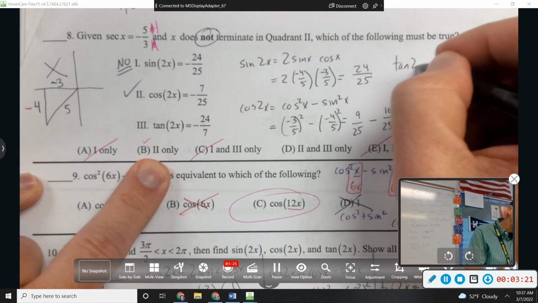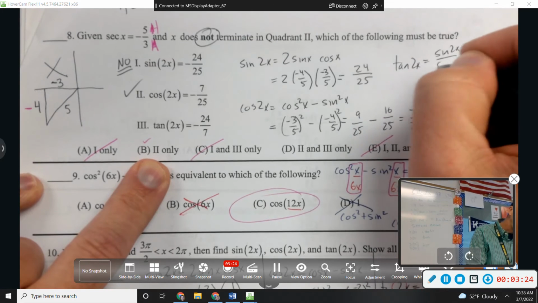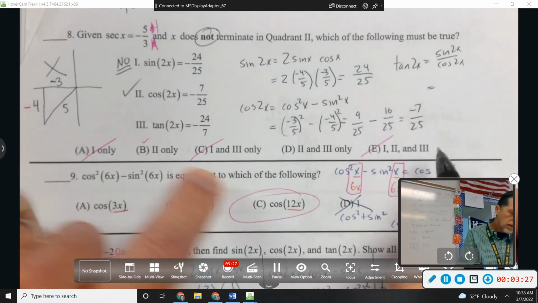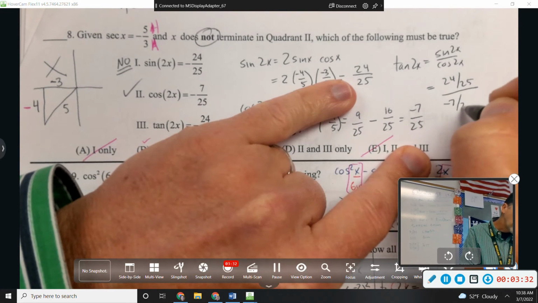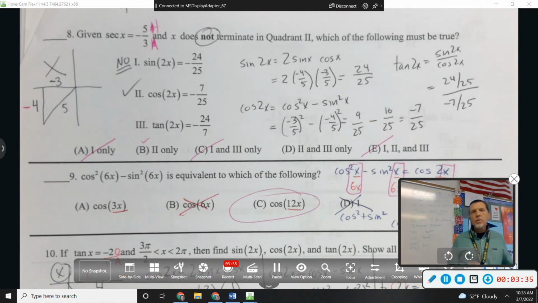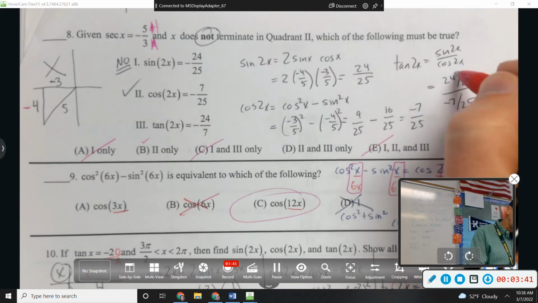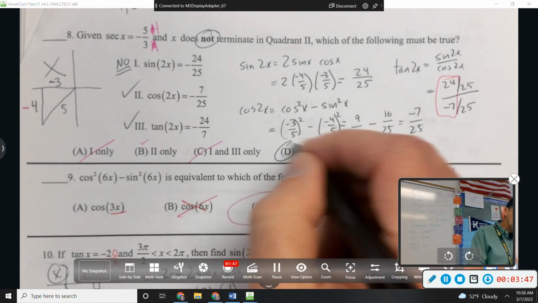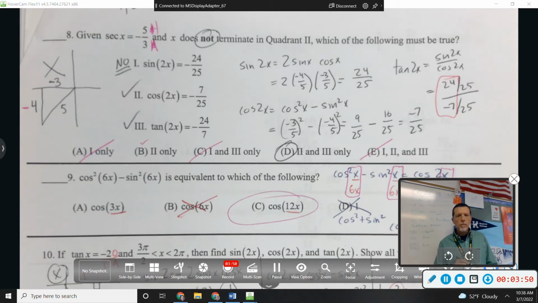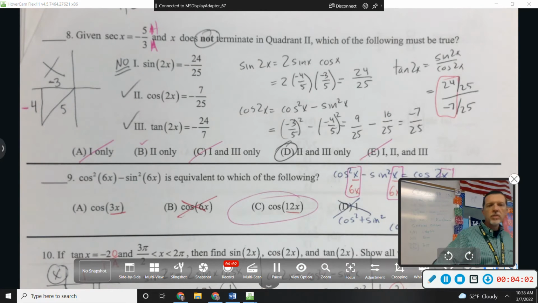But tangent is sine over cosine. So 24 over 25 over negative 7 over 25. Keep it, change it, flip it. Multiply top and bottom by 25. Or you've seen this problem so much that you know what the answer is. Negative 24 over 7. So 2 and 3. Yeah, that was a good one because that had secant, had the not terminate quadrant thing, and then we had to work all 3 double angle questions.